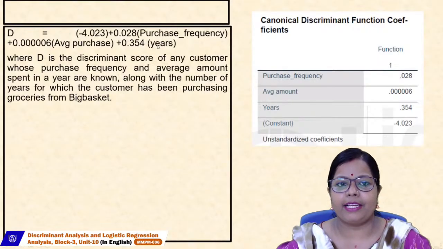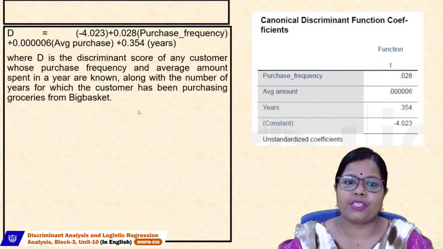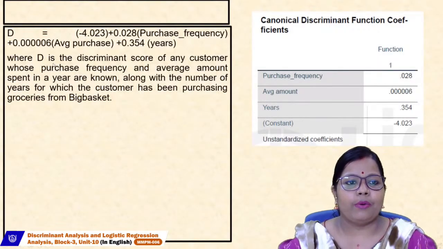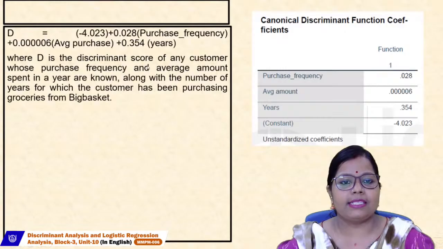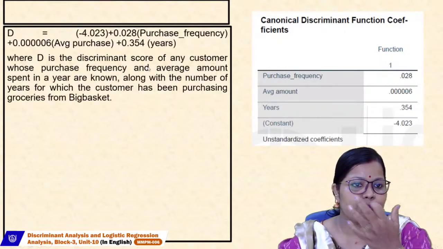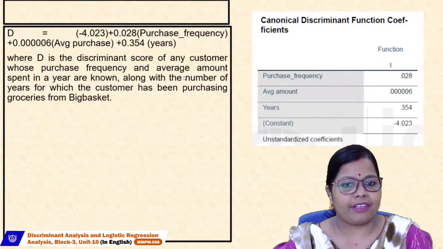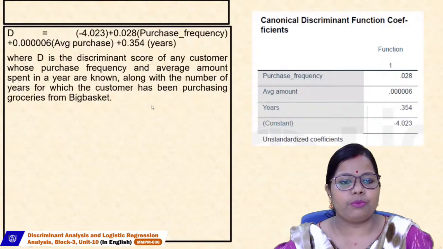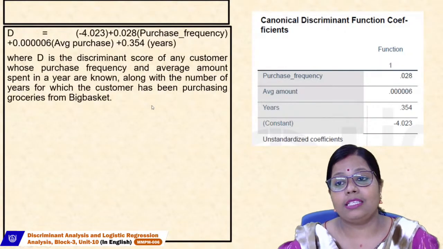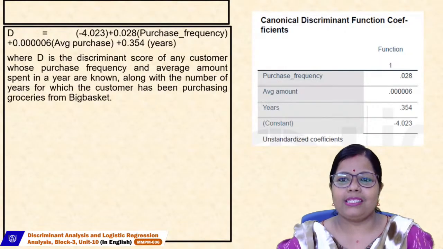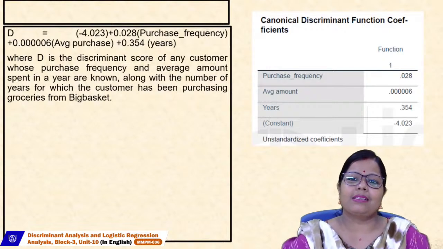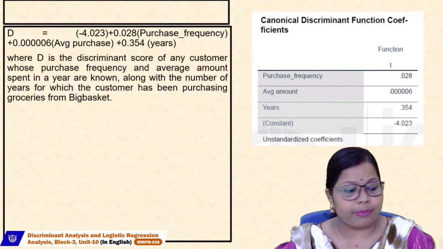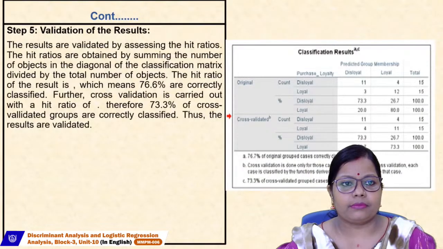So three independent variables we have placed with their coefficients, and we have calculated D, which stands for the discriminant score for the customer whose purchase frequency and average amount spent in a year are known, along with the number of years for which the consumer has been purchasing groceries from Big Basket. So it is all about discriminant analysis, and how it is helpful in our marketing research.